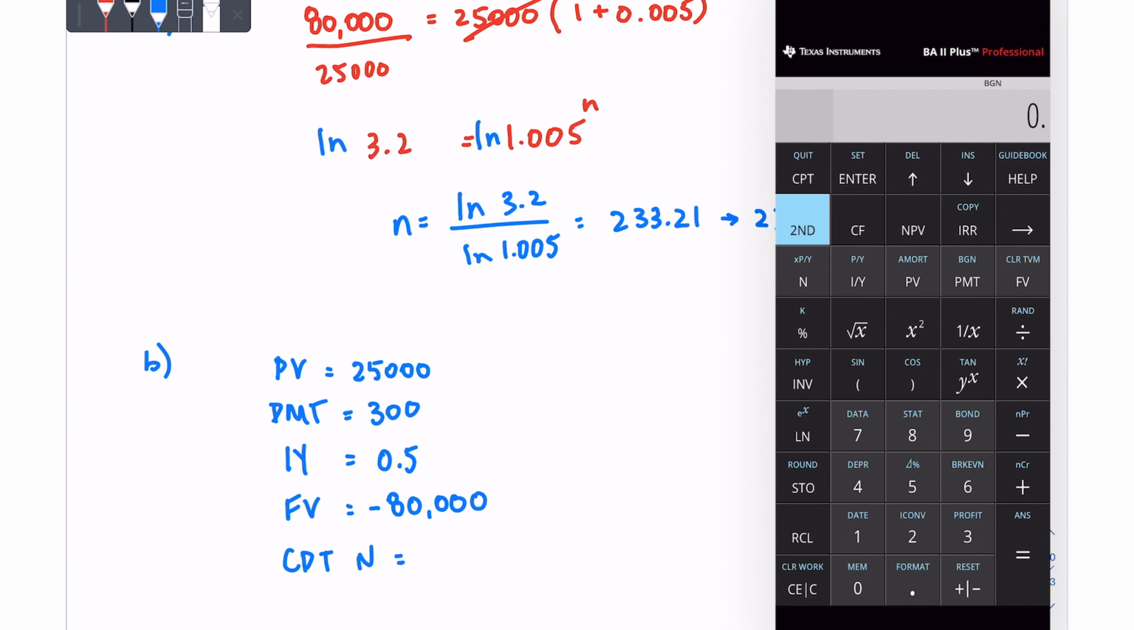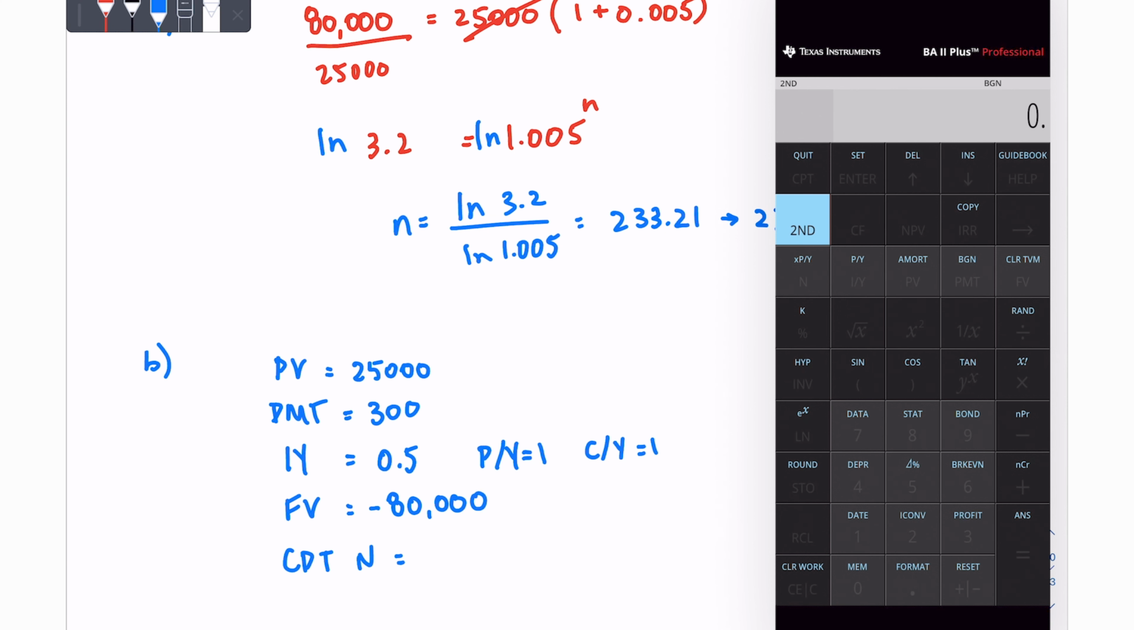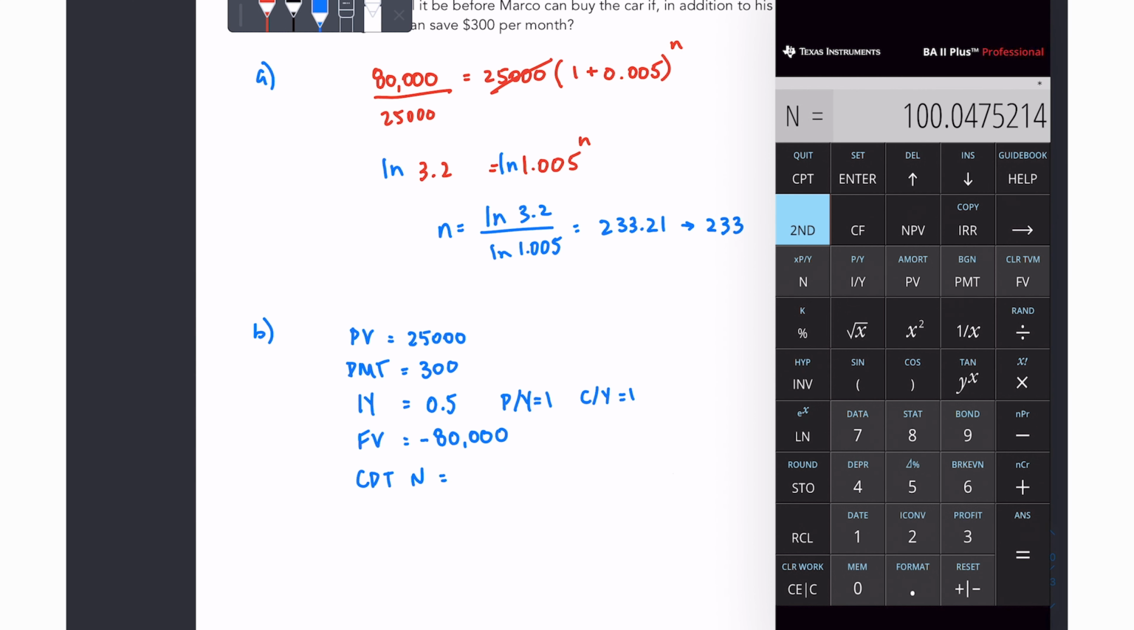On your calculator, you're going to want to make sure that your PY and CY are both set to 1, since we're not trying to use them in this case. And if you've been using them for other things, if I press second IY, you can see that both of these are set to 1. For this, you should get approximately 100 months.